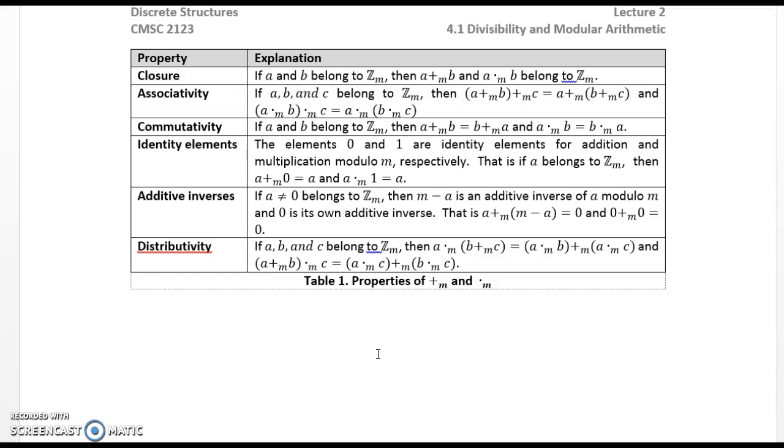Commutativity. If a and b belong to the integers modulo m, then it applies to modular addition, and we also have the commutative property of modular multiplication. The identity elements 0 and 1 are identity elements for addition and multiplication modulo m respectively. That is, if a belongs to the integers modulo m, then a plus 0 using modular addition is equal to a, and a times 1 using modular multiplication is equal to a.